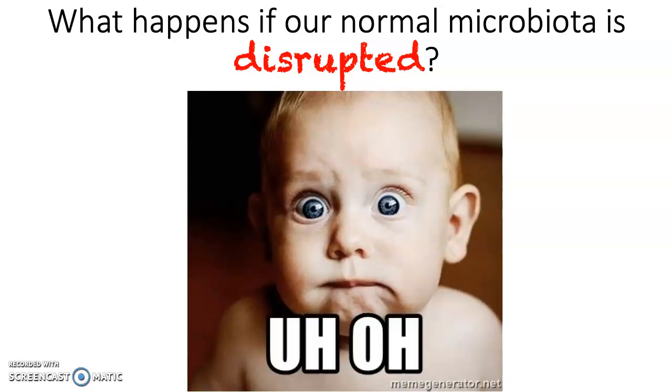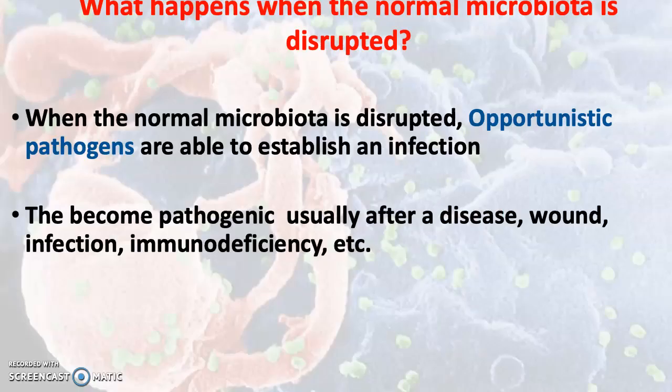So, what happens if our normal microbiota is disrupted? First, when your normal microbiota is disrupted, your immune system is now out of whack. Now, because of your immune system being disrupted, an opportunistic pathogen will now establish an infection. The opportunistic pathogen is pathogenic, which usually occurs after a disease, wound, or infection.